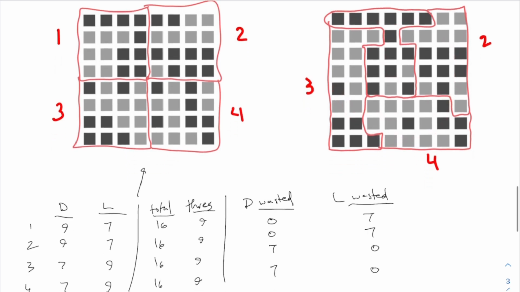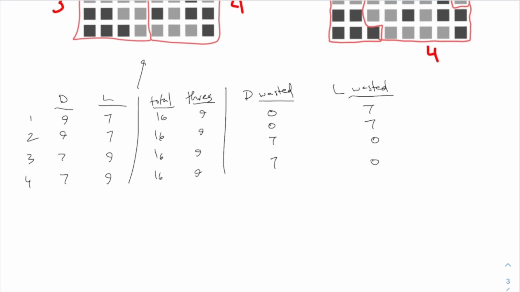Anyway, let's see. In the first one, I hope that you got numbers like this. They were 9s and 7s when you count them up, and then the thresholds here are 9 in each case. And so, for example, in the first row, D wasted 0, L wasted 7. That's because D was the winner here, and they won with exactly the threshold, so they got no extra votes, no wasted votes for the D's. L's wasted 7 because wasted means every vote for the loser is wasted, and for the winner, it's every vote beyond the threshold. So the L's wasted 7 in the first row. I hope that's what everybody got.